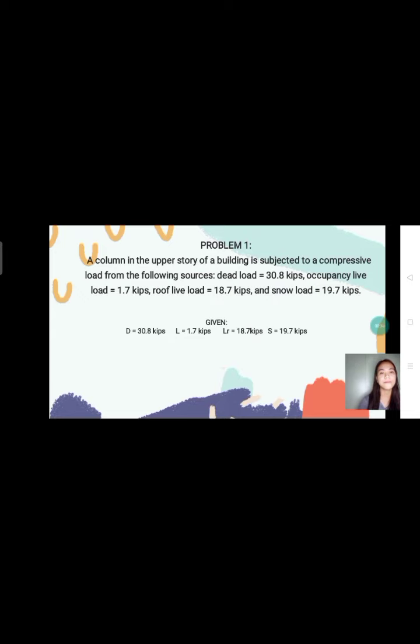Problem number 1. A column in the upper story of a building is subjected to a compressive load from the following sources. Dead load is equal to 30.8 kips, occupancy live load is equal to 1.7 kips, roof live load is equal to 18.7 kips, and snow load is equal to 19.7 kips. The givens are: the dead load is 30.8 kips, the live load is 1.7 kips, the roof live load is 18.7 kips, and the snow load is 19.7 kips.